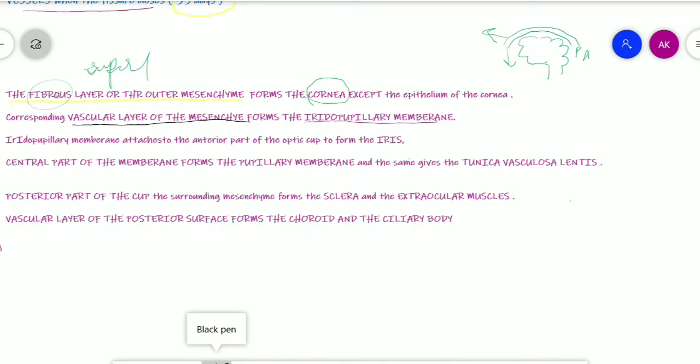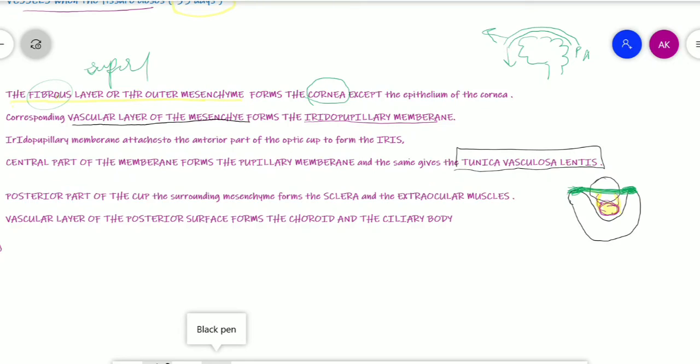Now if this is your optic vesicle, the iridopupillary membrane will be attached in the periphery of the optic cup. What I mean to say is the periphery of the iridopupillary membrane is attached to the ends of the optic cup, and the central part of the iridopupillary membrane is going to form the tunica vasculosa lentis. Here is the lens; this is going to grow inwards and form a network of blood vessels around the lens, and this is called the tunica vasculosa lentis.